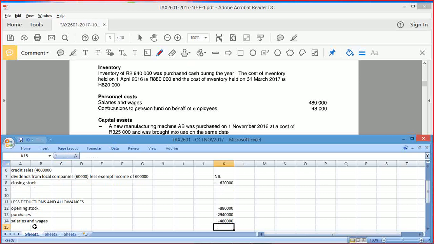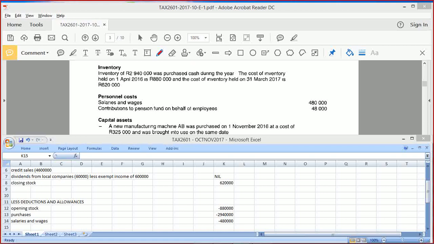Will you claim the contributions to a pension fund on behalf of the employees? Yes, I did, sir. Yes, you would. But remember that limitation comes into it. Okay, that 20%, 10%. Yes, sir. Remember seeing that in the textbook? General deduction. Yes, I do.